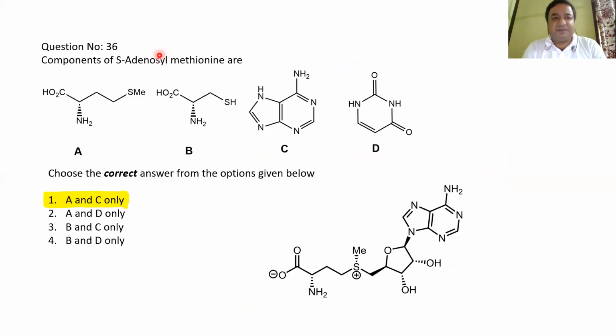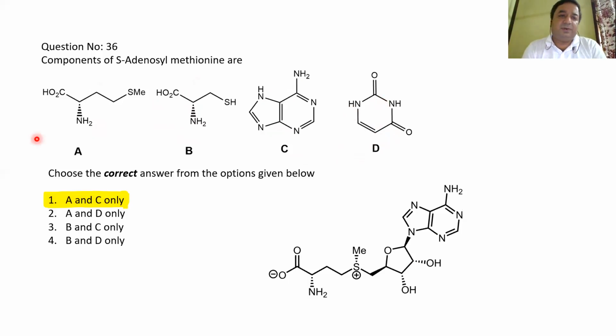That's a very easy question over here. We have to find out the components of S-adenosyl methionine. Now, one just needs to understand what A, B, C, and D are. If you can remember the structures of the amino acids and the purine and pyrimidine bases, then one can answer this question. Over here, A is methionine, B is cysteine, C is adenine, and D is uracil.